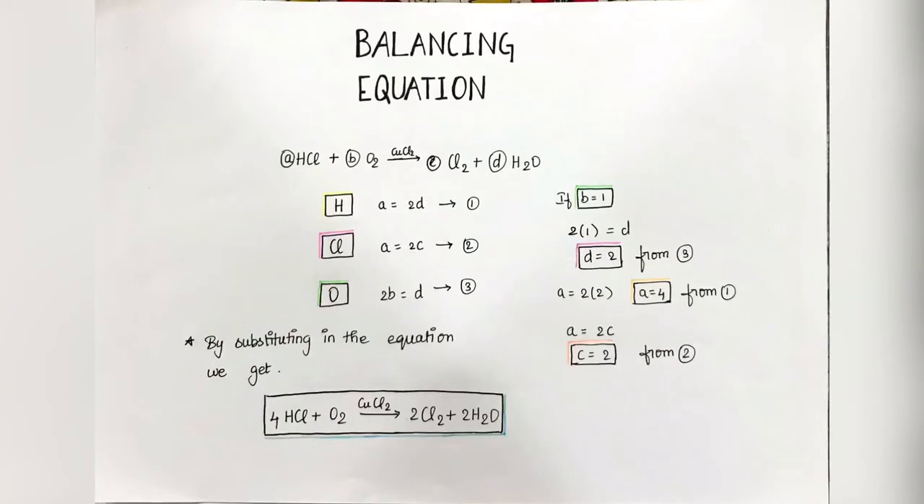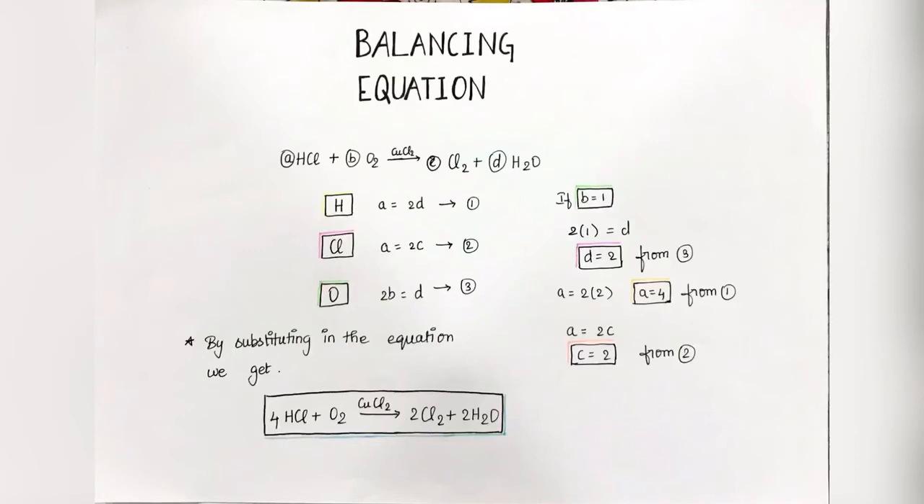So for balancing the equation, we substitute the variables in place of the molar coefficients. So here A, B, C and D are the variables assigned instead of the molar coefficients. And here is the list of elements. First is hydrogen H, and chlorine Cl, and oxygen O.